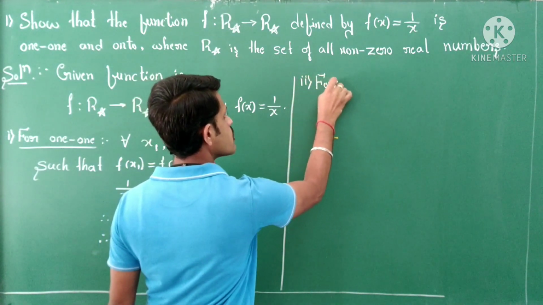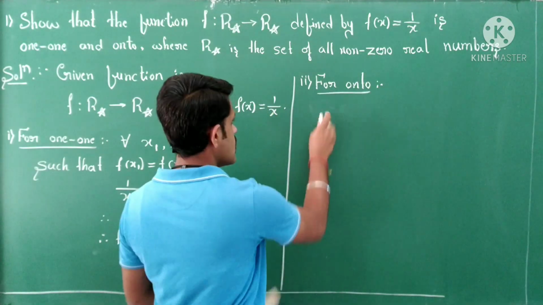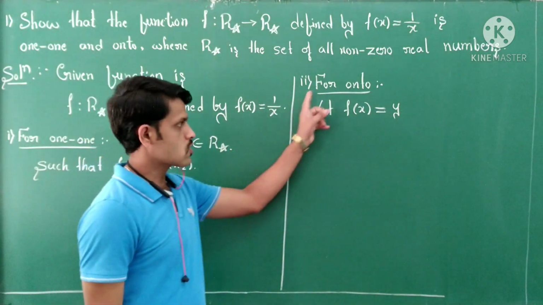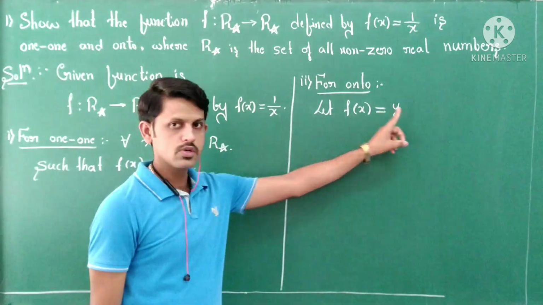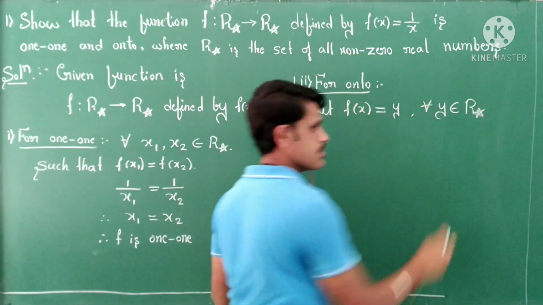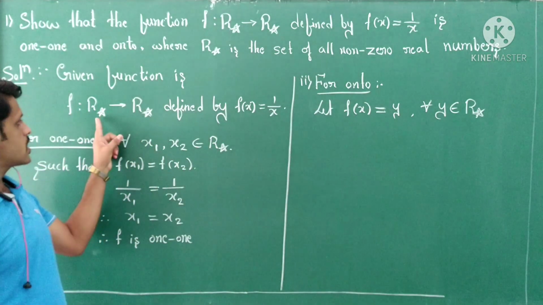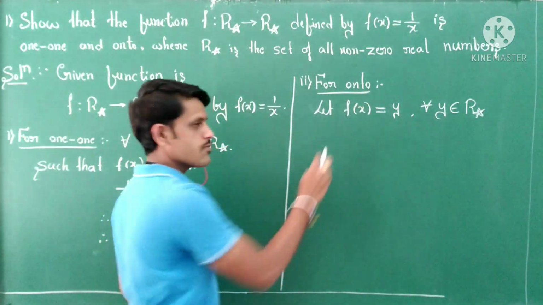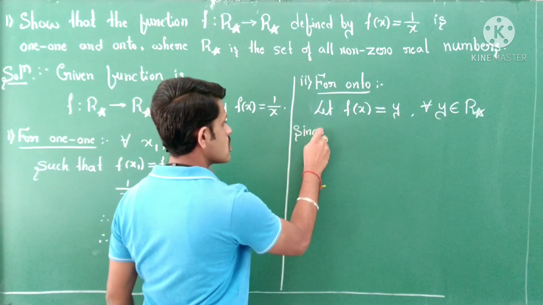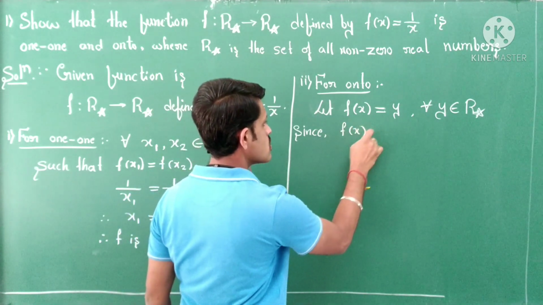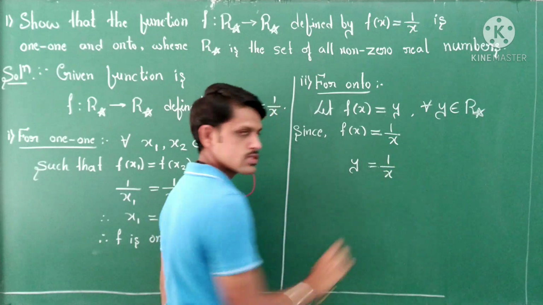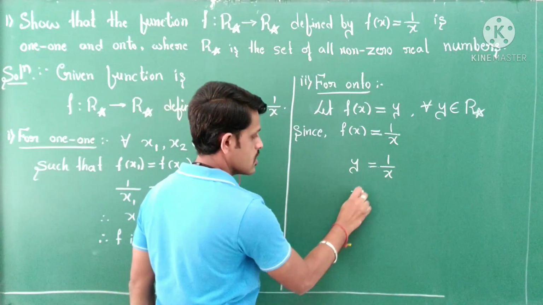For onto, let f of x is equal to y, for all y belongs to the non-zero real numbers in the given set. Now we know, by the given data, that f of x is equal to 1 by x. Substitute here, so f of x is equal to y, which is equal to 1 by x. This one shifting to this side and this one shifting to this side, so x is equal to 1 by y.